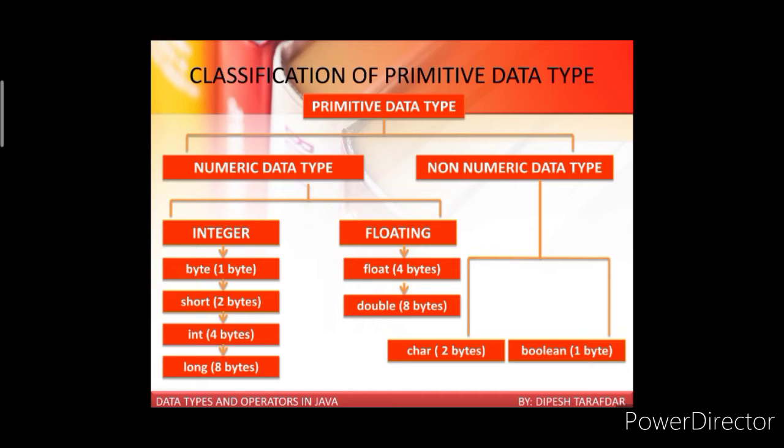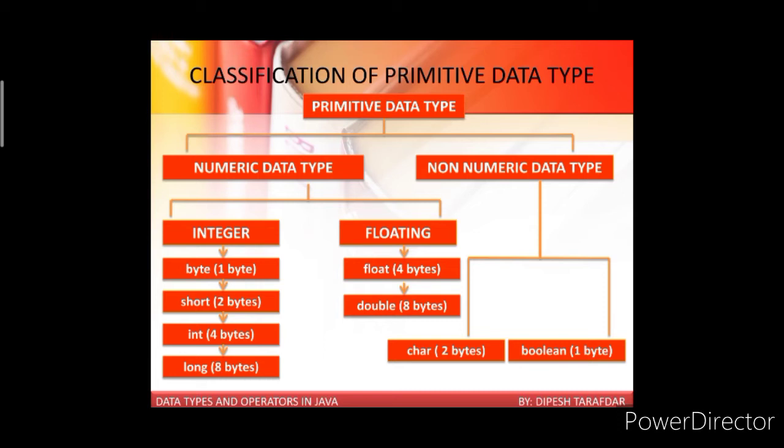The integer data type is further classified into byte, short, int and long. Byte occupies 1 byte of memory, short occupies 2 bytes, int occupies 4 bytes and long 8 bytes of memory. On the other hand, floating is classified into two types, float and double. Float 4 bytes and double 8 bytes of memory. Now all these byte, short, int, long, float, double, they are keywords and should be written in small letters as shown in the video.